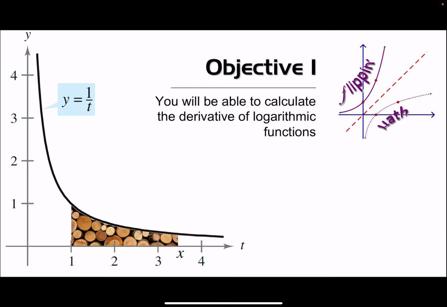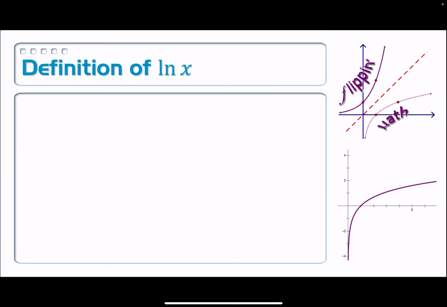The calculus definition of the natural log has to do with finding the area, as you can see right here, underneath the curve y equals 1 over t. And we'll see what that's all about when we study integrals and antiderivatives. But until then, we need to focus on the algebraic definition of the natural log of x.